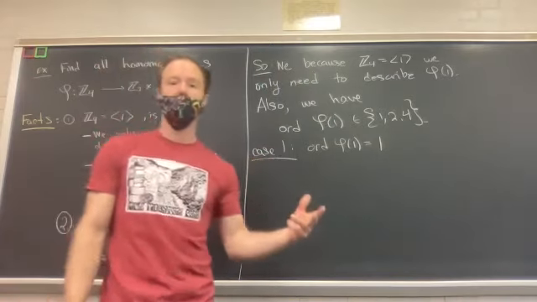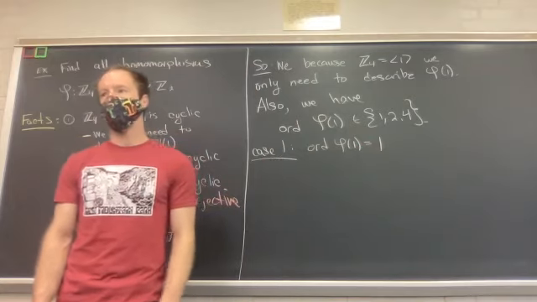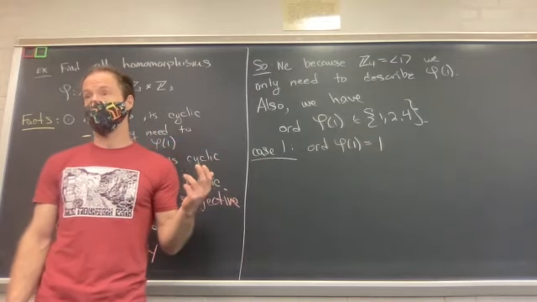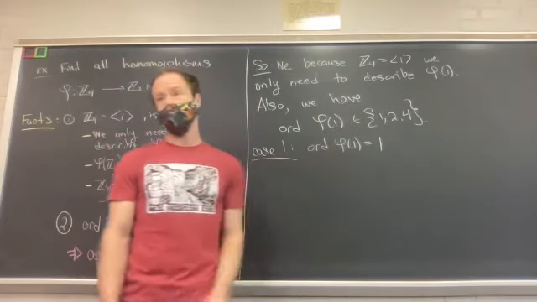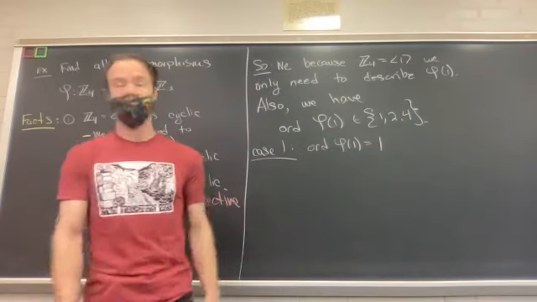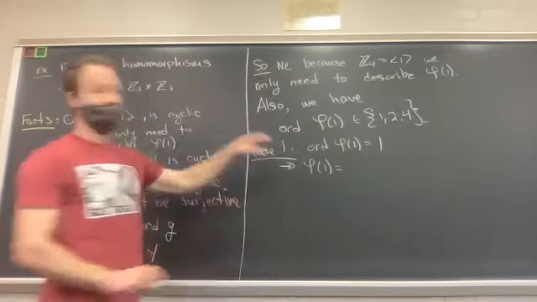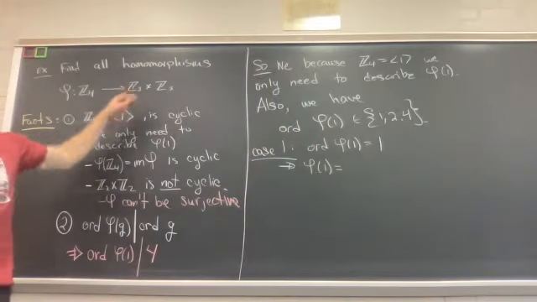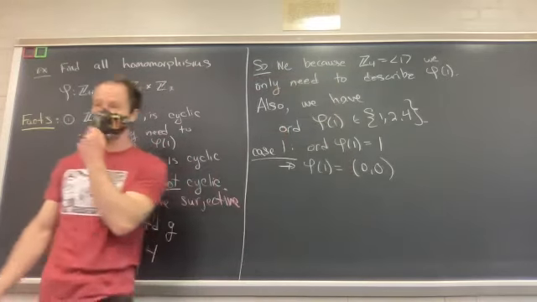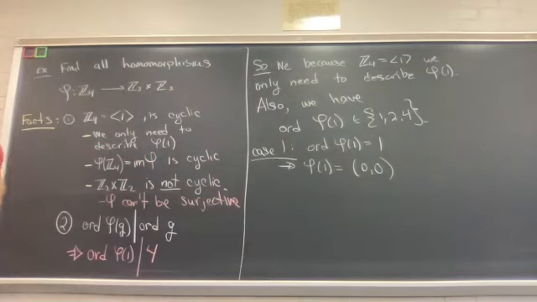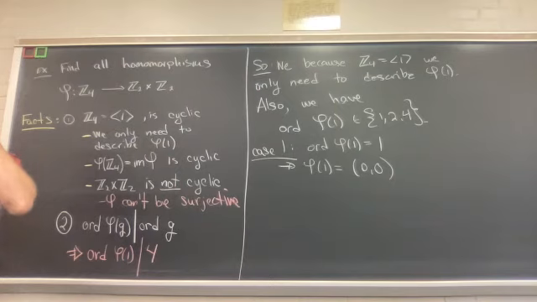Well, in a group, there's only one thing ever that has an order of 1, and that's the identity itself, right? So if the order of phi of 1 is 1, then that means phi of 1 is equal to the identity. So that tells us that we have phi of 1 equals the identity over here in Z2 cross Z2, but the identity in Z2 cross Z2 is 0, 0, because it's an additive identity, right? Okay, that's all you can do.